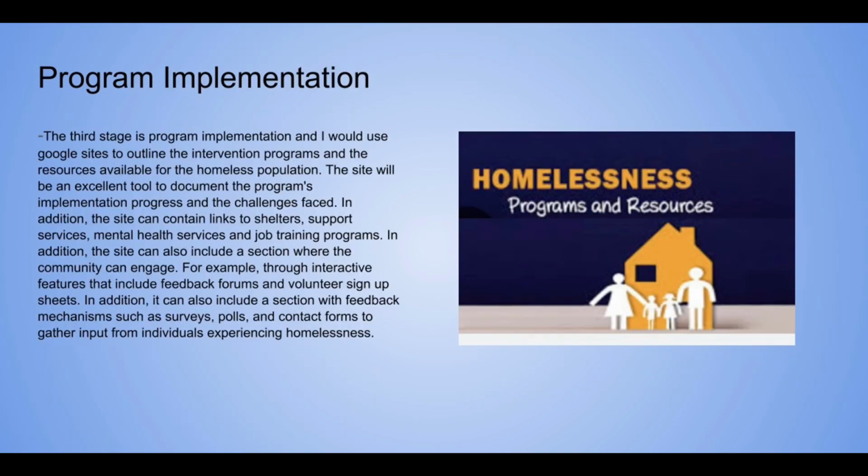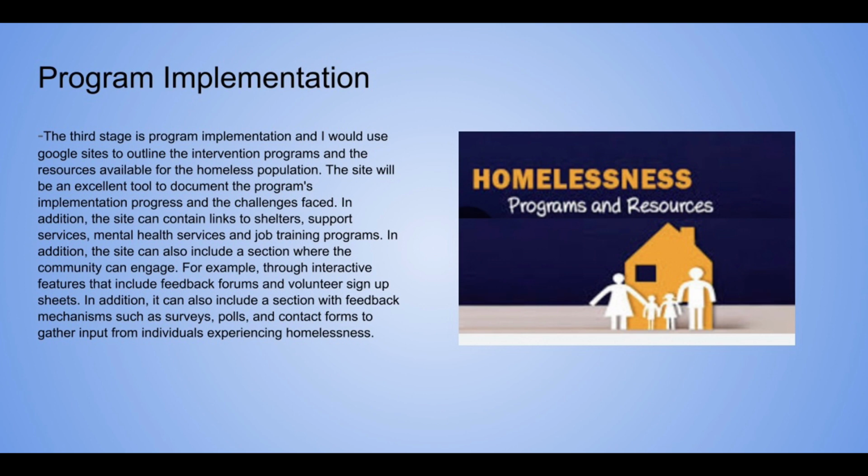The third stage is program implementation, and I will use Google Sites to outline the intervention programs and the resources available for the homeless population. The site will be an excellent tool to document the program's implementation progress and the challenges faced. In addition, the site can contain links to shelters, support services, mental health services, and job training programs.